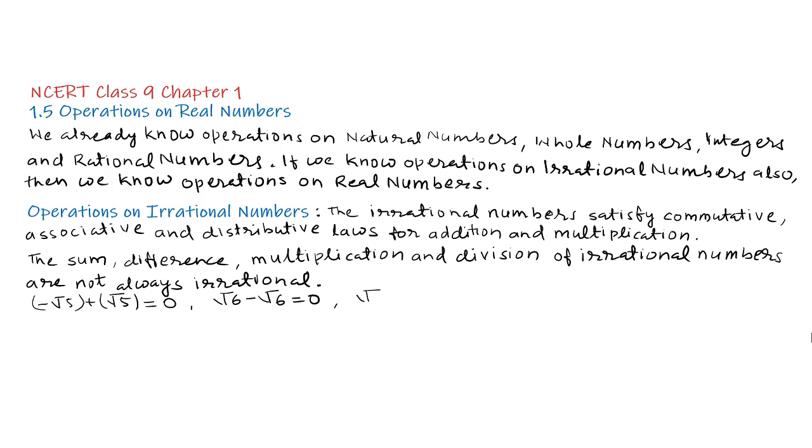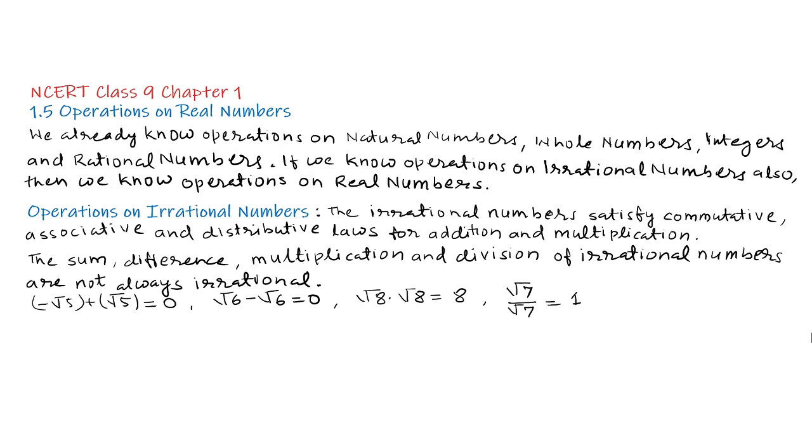Then root 8 multiplied by root 8 equal to 8. Root 8 is an irrational number and it's multiplied by itself, which is also irrational, and their product is a rational number. Similarly, root 7 divided by root 7 equal to 1. Root 7 is irrational, and when it is divided by itself, root 7, that's also irrational, and their division equal to 1, which is a rational number.